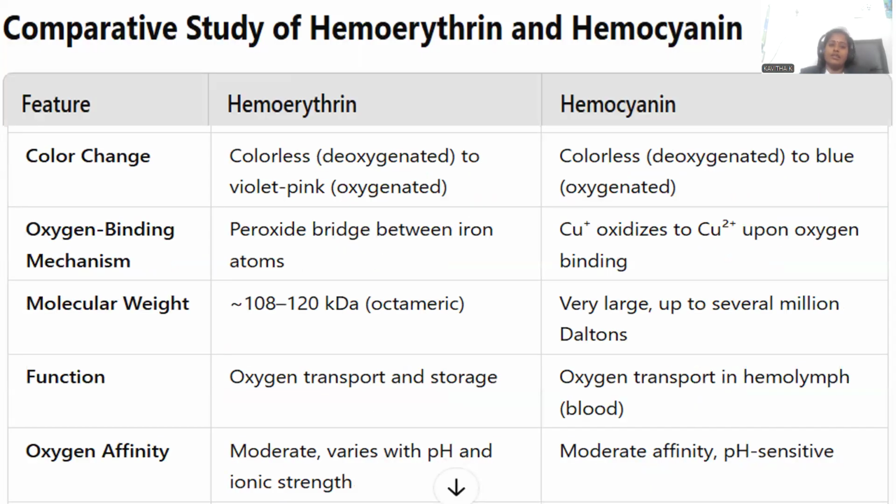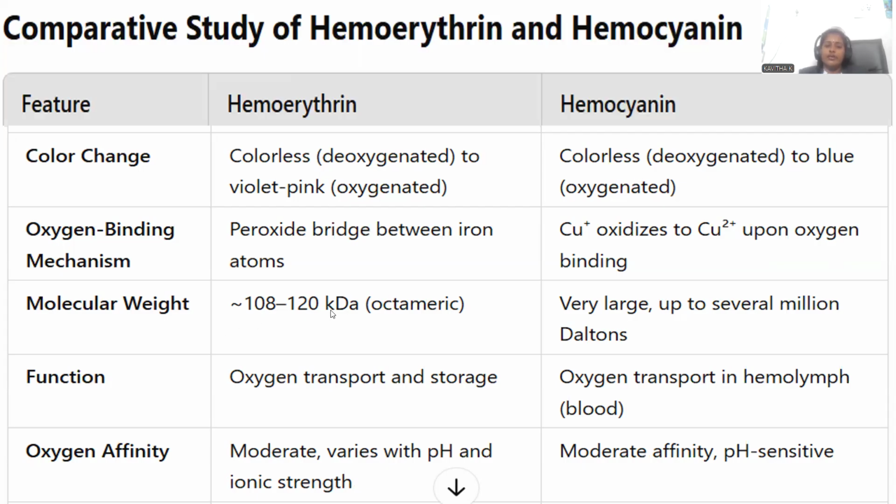Let me continue with color change. In hemerythrin, we already know colorless will be the deoxygenated form and violet pink will be the oxygenated form, whereas in hemocyanin colorless will be deoxygenated and blue will be the oxygenated form. This is the distinctive factor again. For oxygen binding, a peroxy bond forms among the irons in hemerythrin, while copper binds with oxygen in hemocyanin.